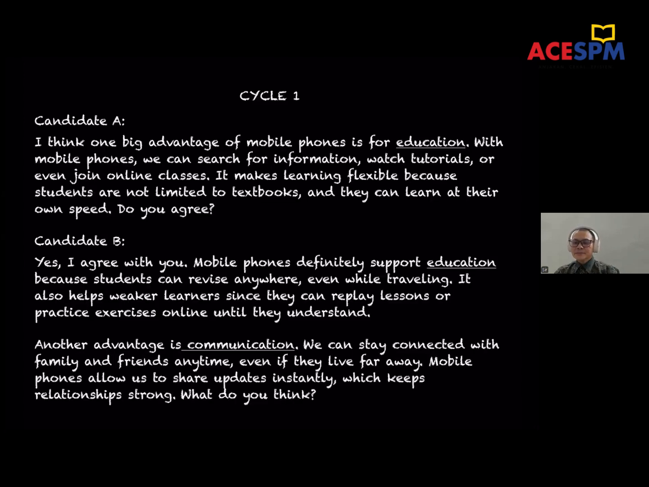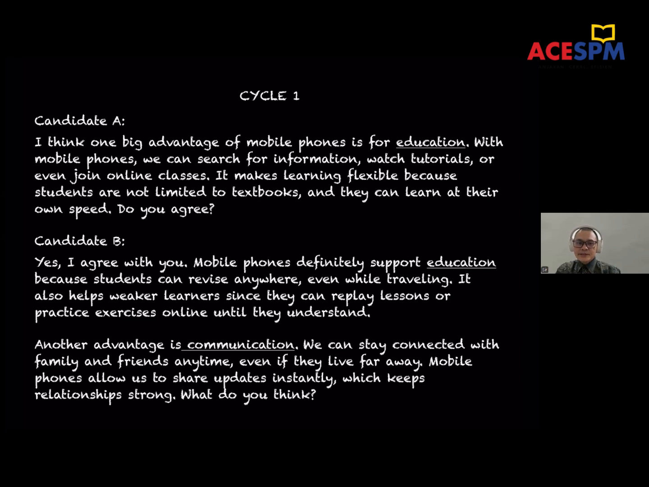Let me explain what happens. When you look at the question, each of you has to take turns. We call that a cycle. One cycle is where you speak, your partner speaks. You speak a point, your partner reacts to the point, and then your partner gives a point. Here we will look at sample answers of how it is done. I will go cycle by cycle. Cycle 1 will talk about education and communication.